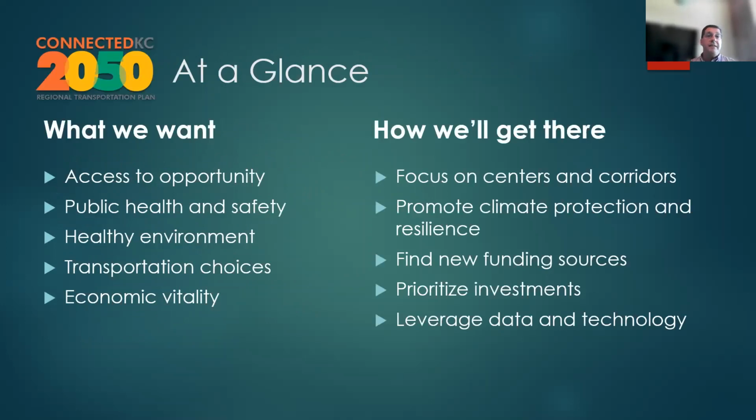CONNECTEDKC 2050 at a glance. Essentially, the plan outlined 5 things that we were really interested in seeing as a region: access to opportunity, public health and safety, healthy environment, transportation choices, and economic vitality. And we outlined a series of strategies and objectives of how we will get there, mainly focusing on centers and corridors through the promotion of climate protection and resilience, looking for new funding sources, and we have found somewhat of a new funding source as the increased resources that came through in the bipartisan infrastructure law certainly fall into new funding sources. And so there are additional resources within our region to work with.